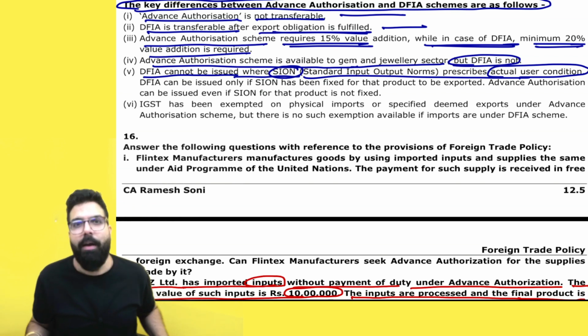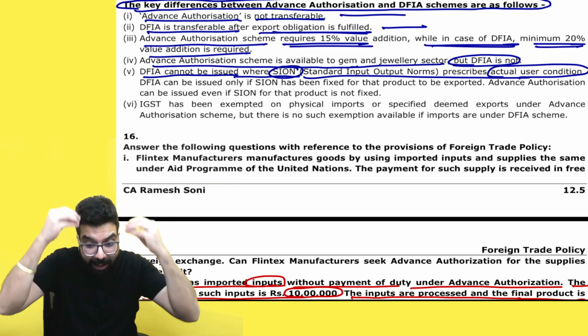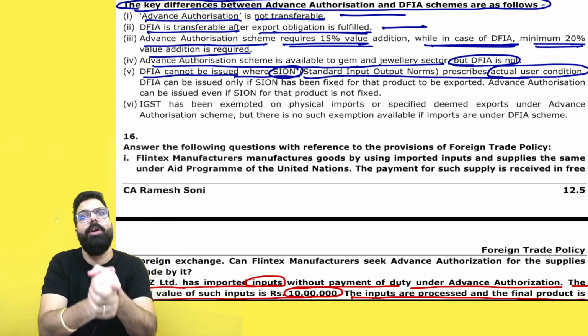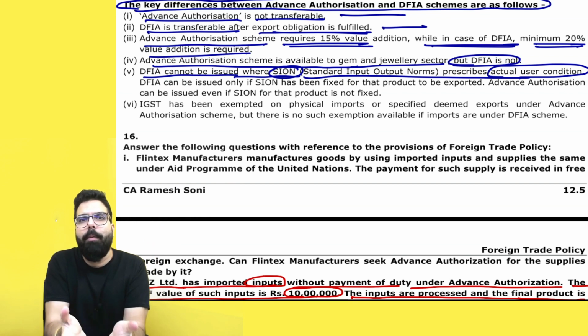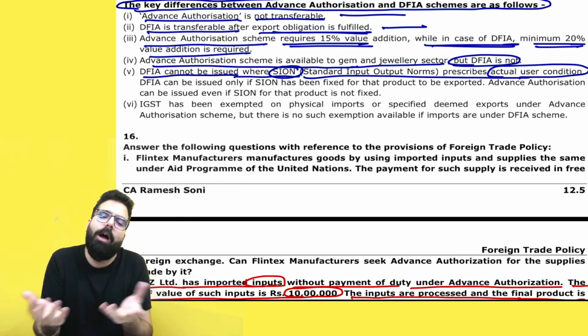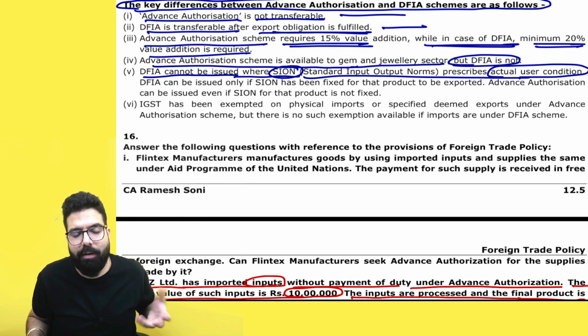DFIA, duty-free import authorization, cannot be issued where SION prescribes actual user condition, because duty-free import authorization is transferable. In the SION, standard input output norm book, it is told that actual user condition means who has imported only should go ahead and use. Actual user condition is there, but duty-free import authorization is transferable. How will the actual user use? If I want to transfer, I can transfer.